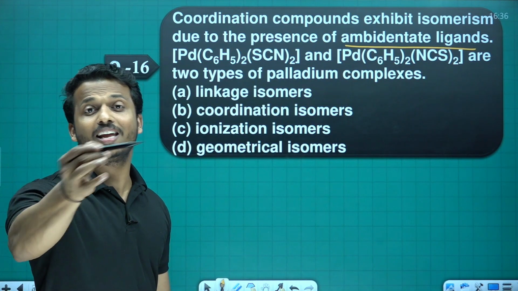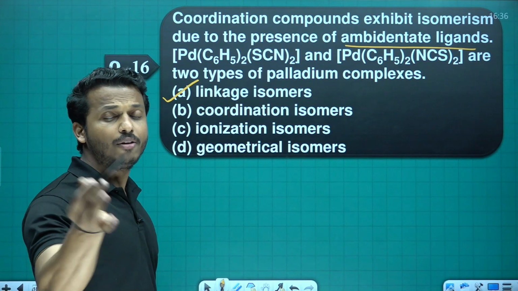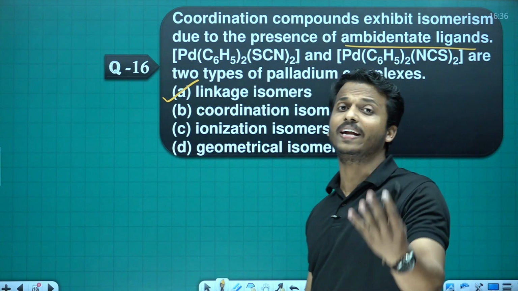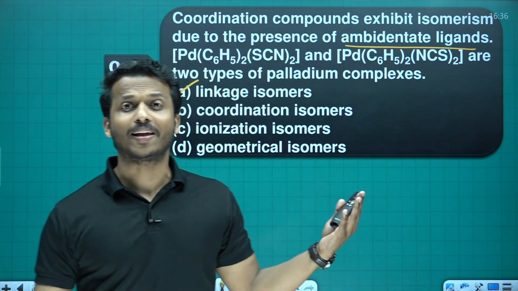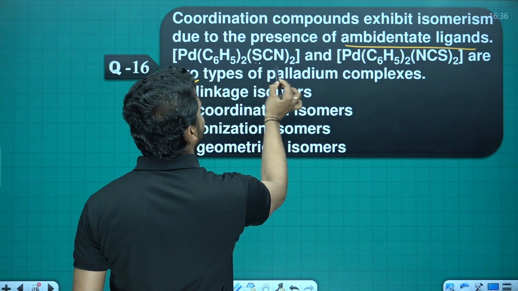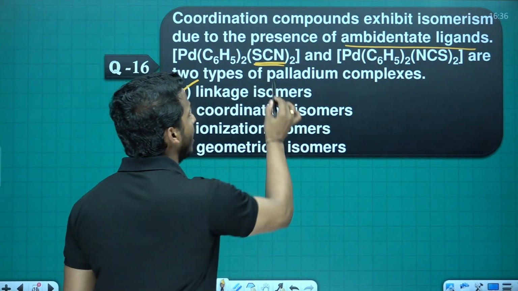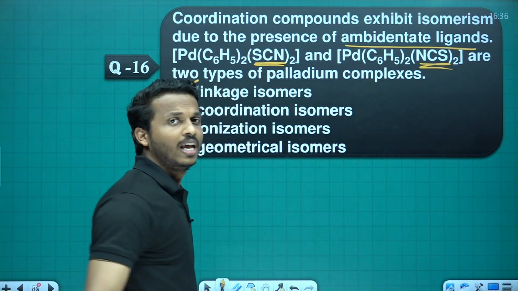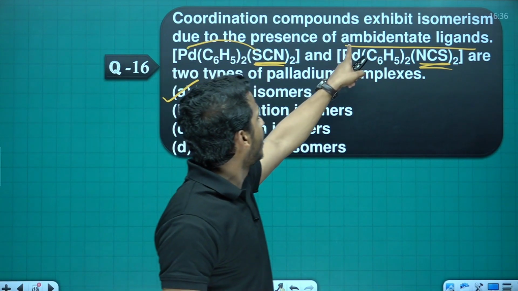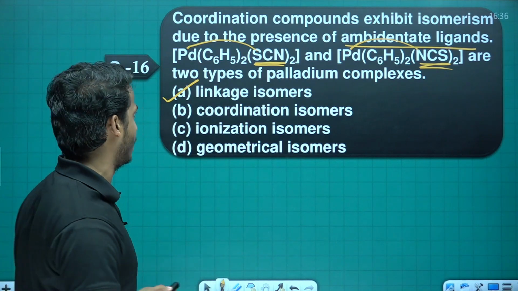Then, a coordination compound exhibits isomerism due to the presence of an ambidentate ligand. Which one? Linkage isomerism, right? If the coordination complexes contain an ambidentate ligand, they can show linkage isomerism. See, all of you, Pd(C6H5)2(SCN)2. SCN is an ambidentate ligand, thiocyanate. Its pair is which one? NCS. Their connection is different, right? Here palladium is connected to sulfur, here palladium is connected to nitrogen. That is called linkage isomerism.